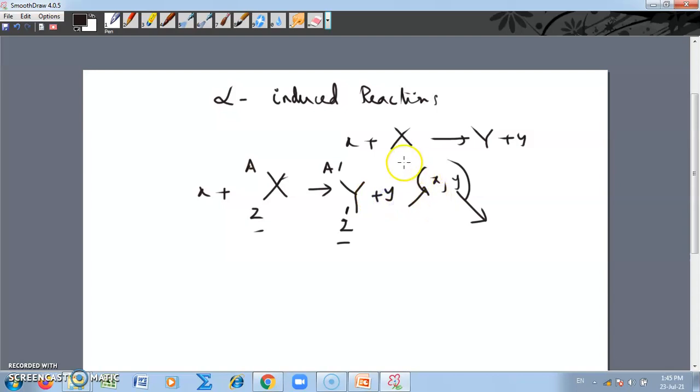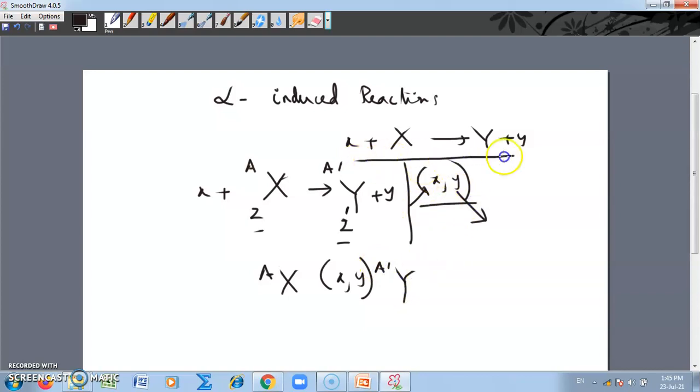So in that case, this reaction is also written like this: A X, X comma Y, A dash Y. Some write it like this, but I prefer to write it in this manner and in this manner. So that is about it.